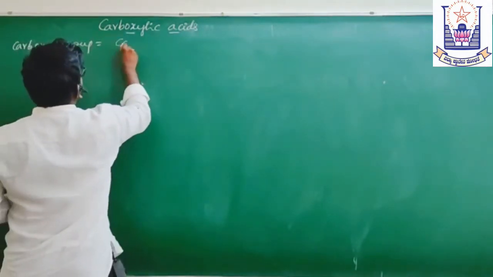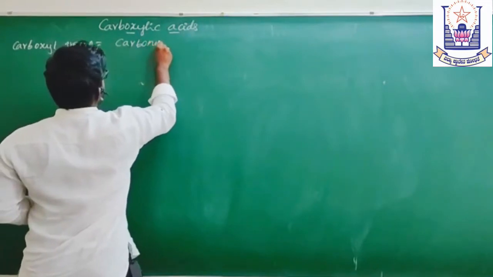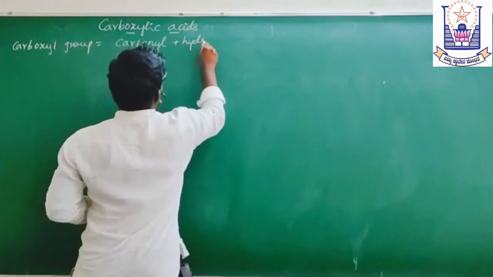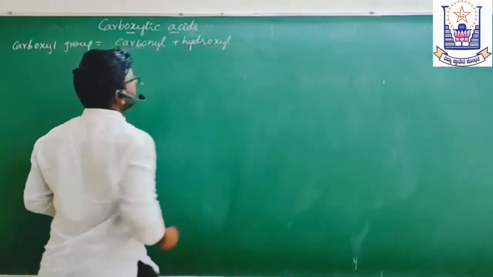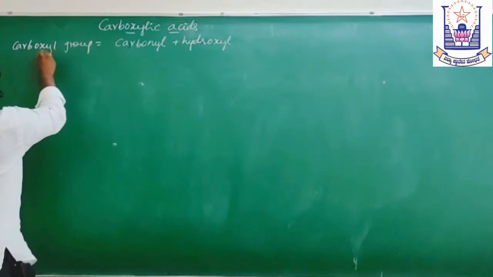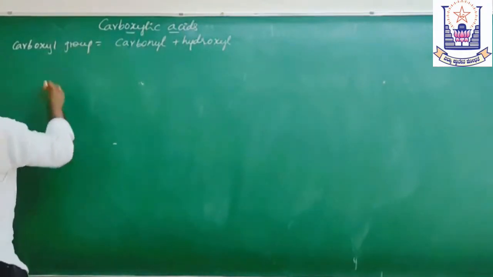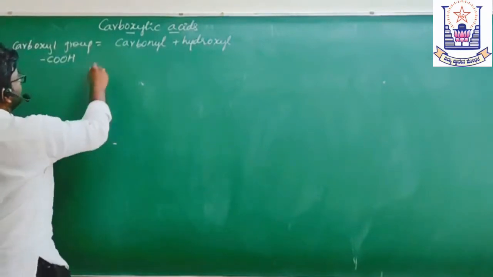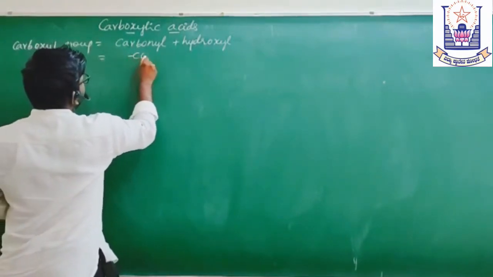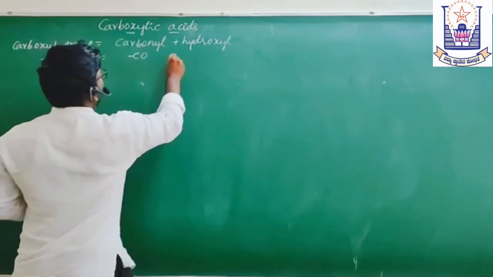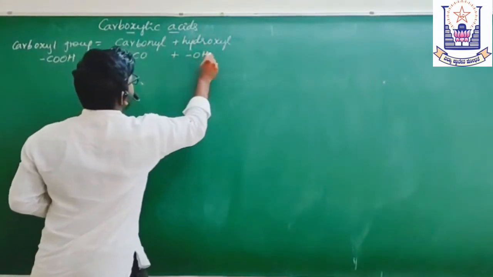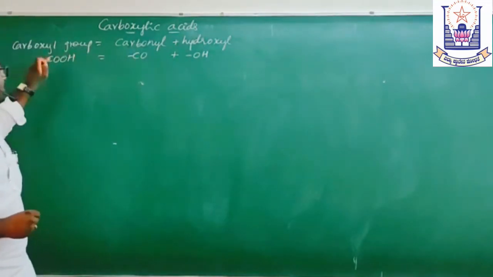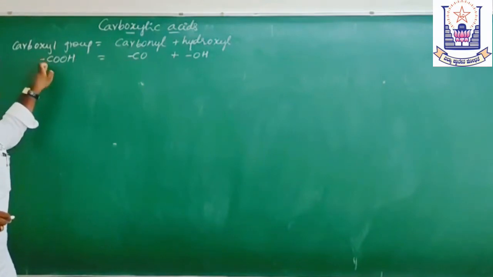One is carbonyl plus hydroxyl. Carbonyl plus hydroxyl groups. Here, the carboxyl group is represented like this: COOH. You know that carbonyl is CO and hydroxyl is OH. When you combine these two, what is the group? COOH is called a carboxyl group.